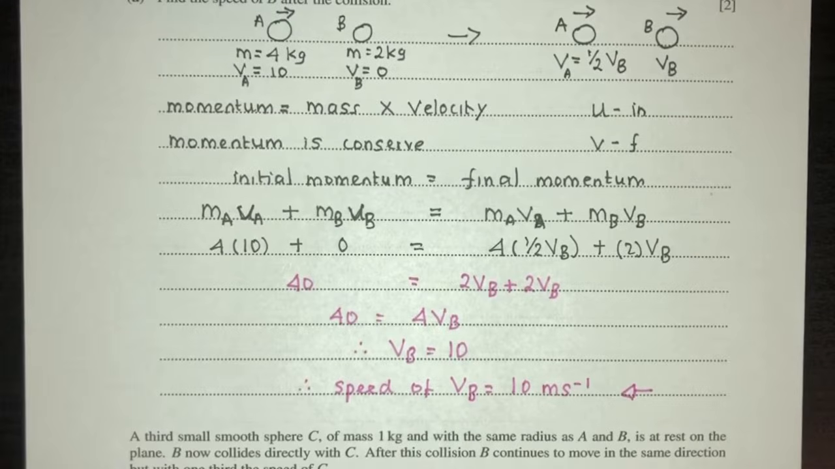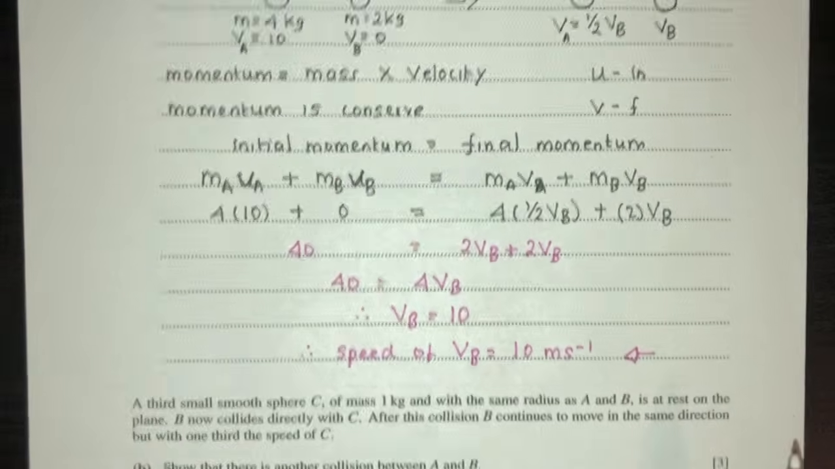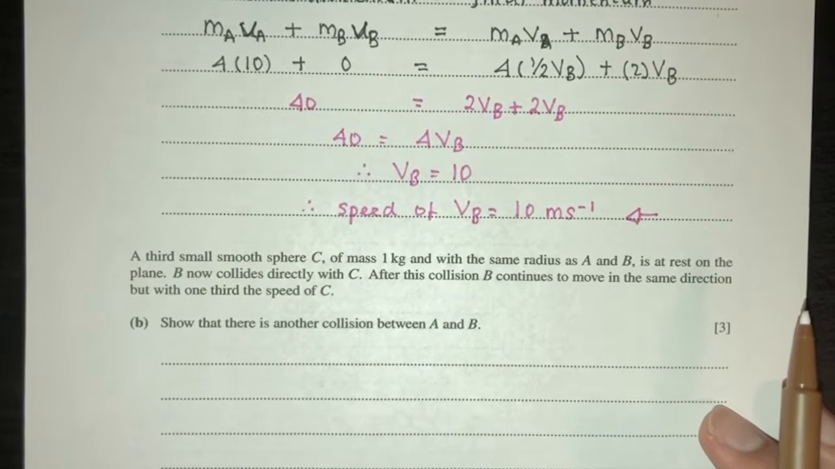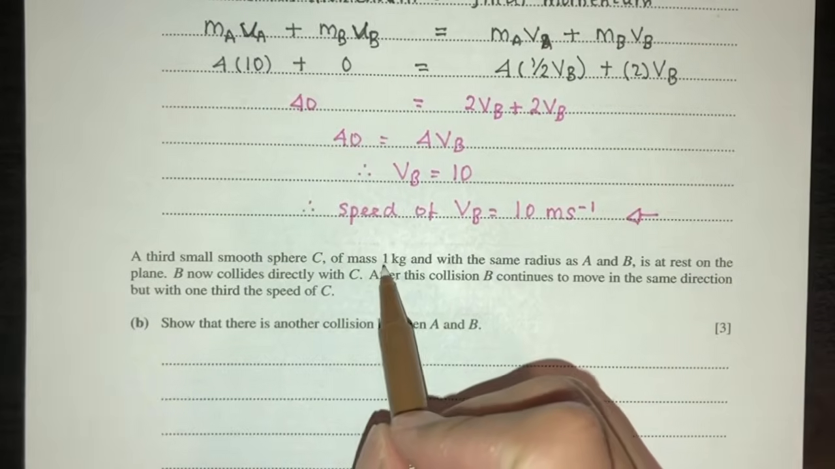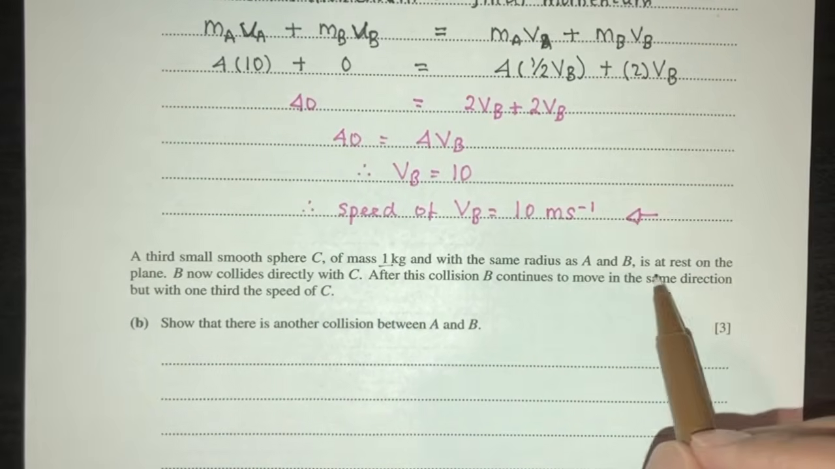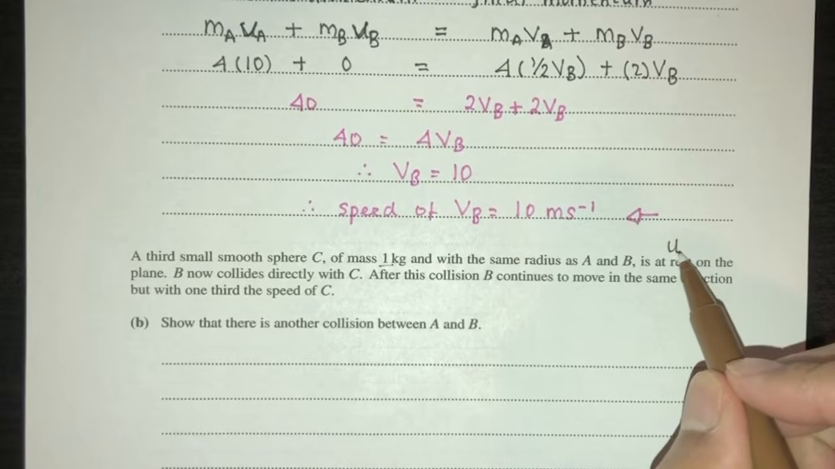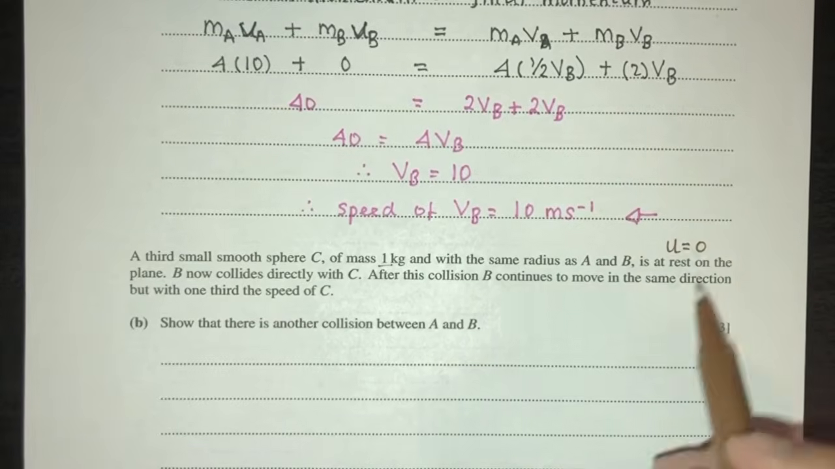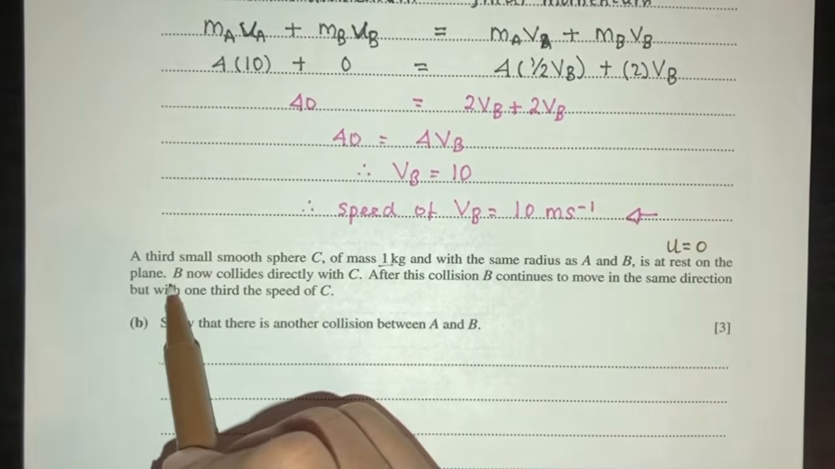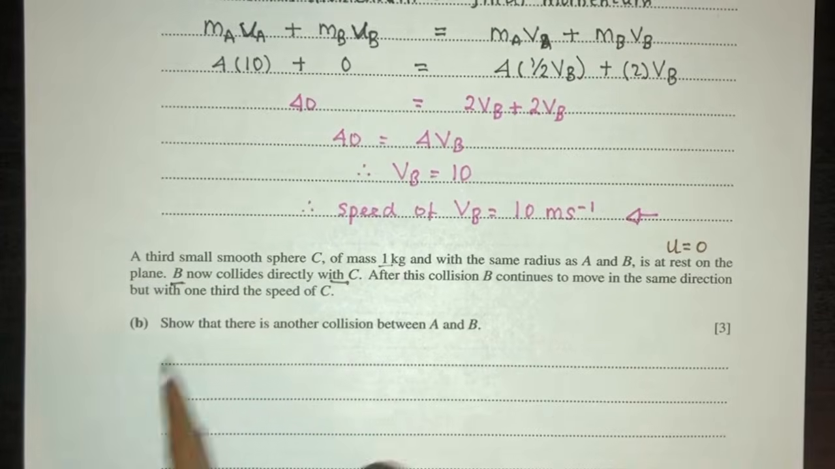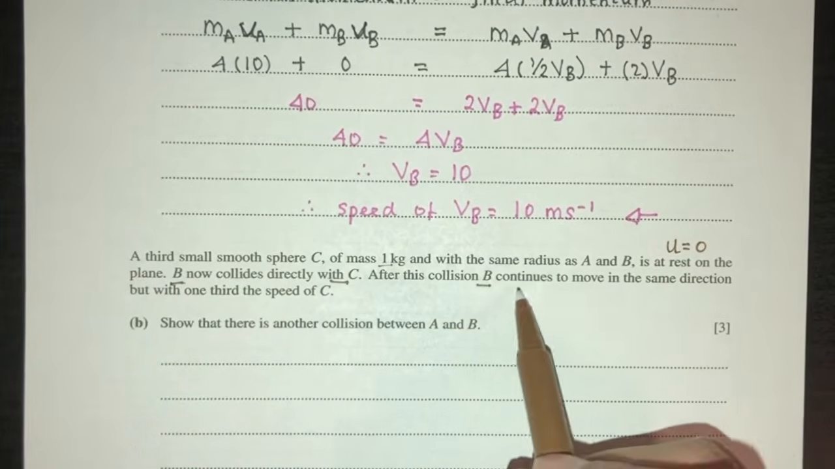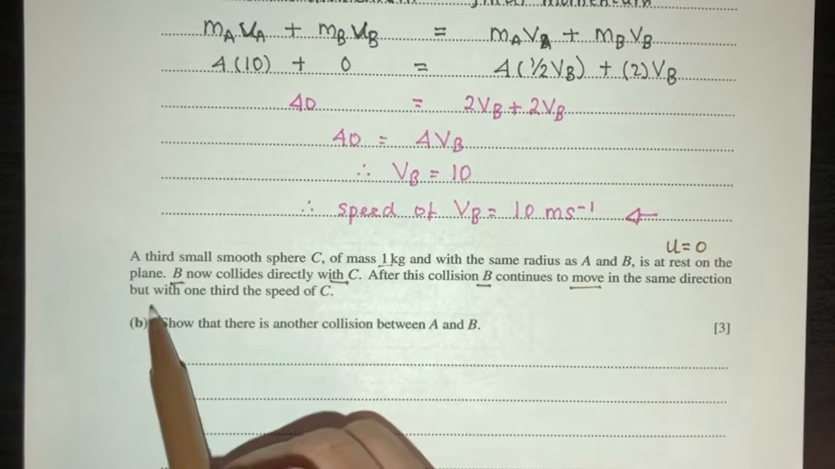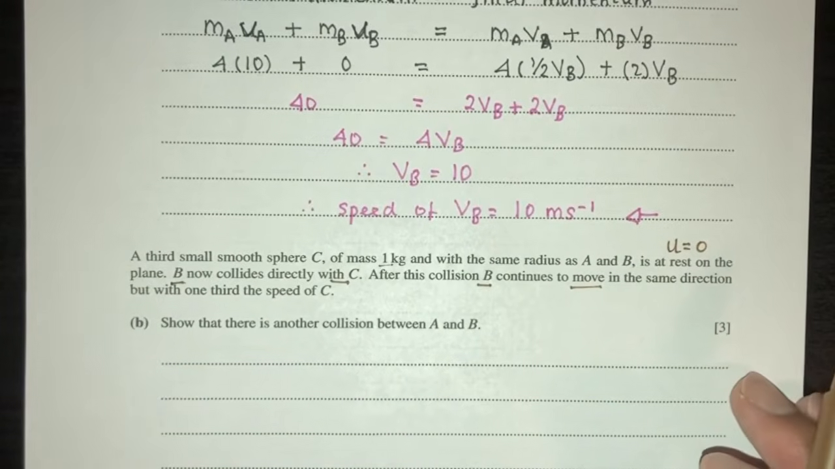Now let's move on to part B to see what's happening now. Now we have a third smooth sphere C of mass 1 kg with the same radius at rest. So the initial speed is at rest on the plane. Now B collides with C directly. After the collision, B continues to move in the same direction but with 1/3 of the speed of C.